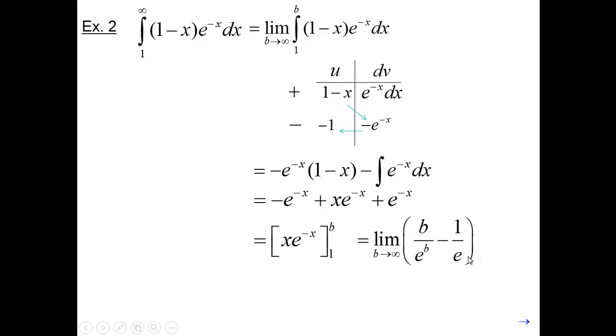Make sure you've seen what I've done here. I just moved the e terms to the denominator because they have a negative exponent. And then remember, we were taking the limit as b goes to infinity. Now, if you want to, you can use L'Hopital's rule. The limit of b over e to the b as b goes to infinity, that would be infinity over infinity, so that turns into 1 over e to the b when we apply L'Hopital's rule, which just takes us to 0.